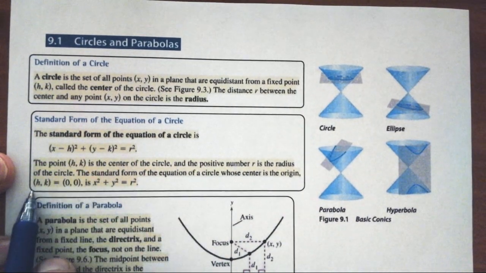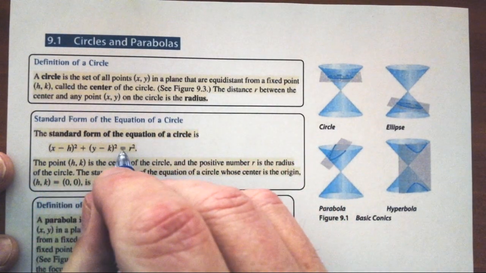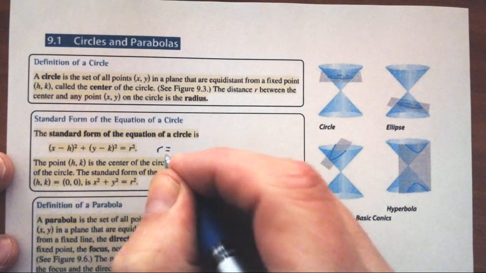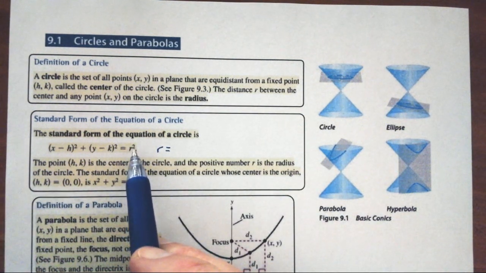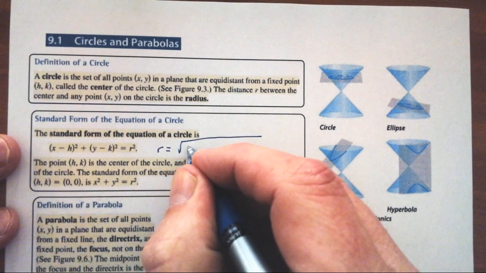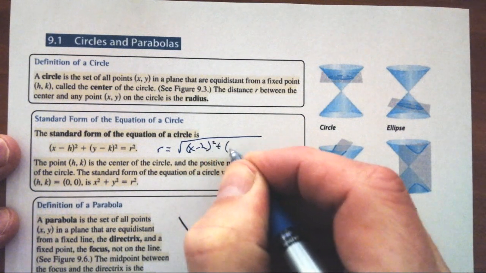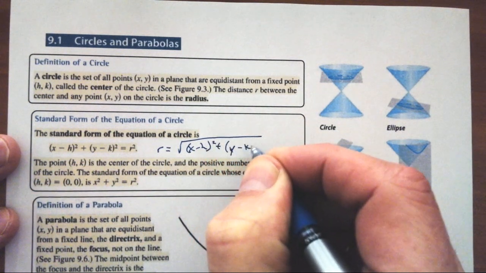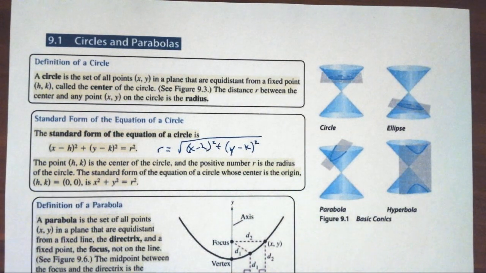(h, k) would represent the center. R, of course, is the radius. But if I was to take the square root of both sides here, I would get r equals, and we could argue plus or minus r when we take the square root, but the radius is going to be positive, would equal the square root of quantity x minus h squared plus quantity y minus k squared. And that should have a familiar feel to it. That is just the distance formula.